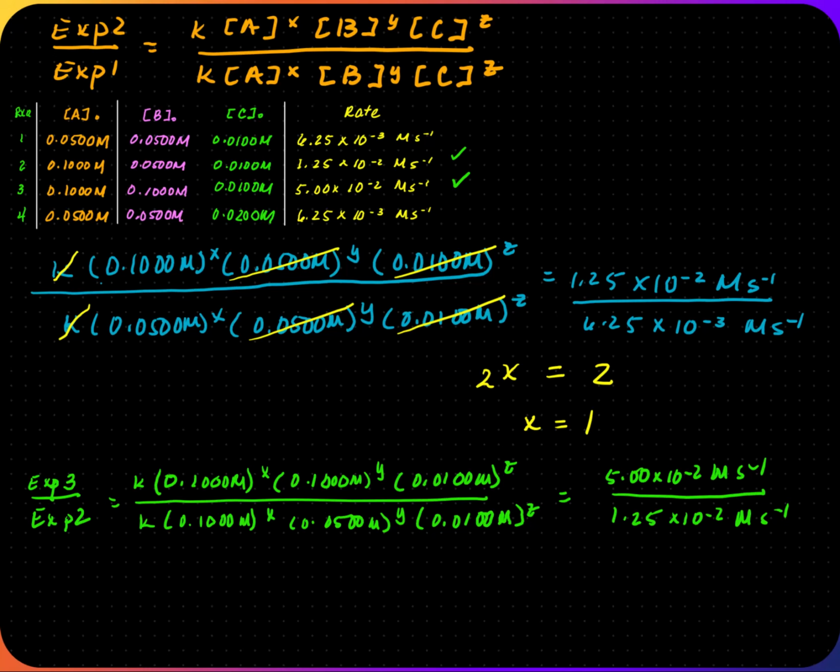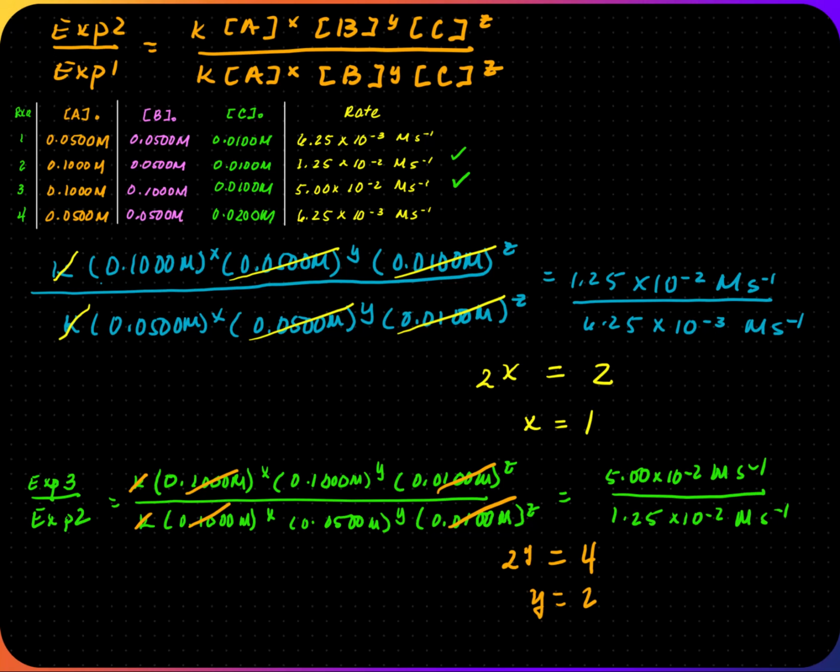Now I need to reduce. So the K's cancel out because they are the same. The concentration of A is going to cancel out because they're exactly the same. The concentration for C's are going to cancel out because they're the same. Now I'm going to reduce. So this is going to be 2 to the Y equals 4. So Y must equal 2 because 2 squared is equal to 4.